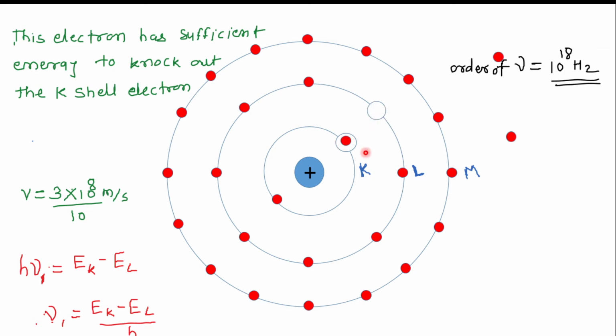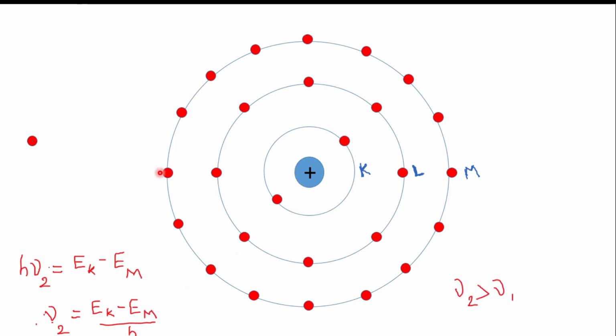The energy difference between the K shell and L shell creates X-rays having a frequency of the order of 10 to the power 18 hertz. We can calculate this frequency in this way. H is the Planck constant, and nu1 is the frequency corresponding to the energy difference between the K shell and L shell. So nu1 is equal to Ek minus El divided by H. This is the frequency nu1.